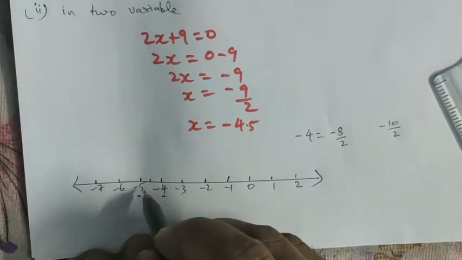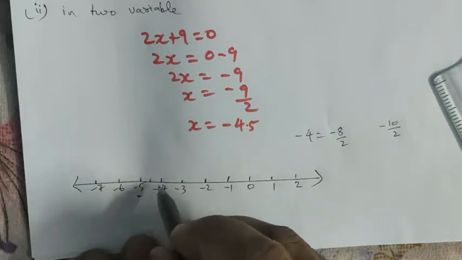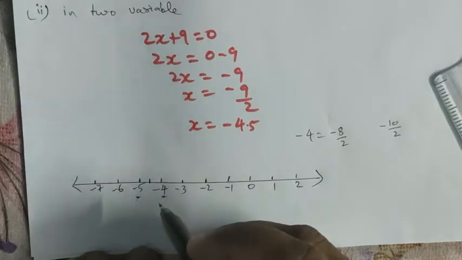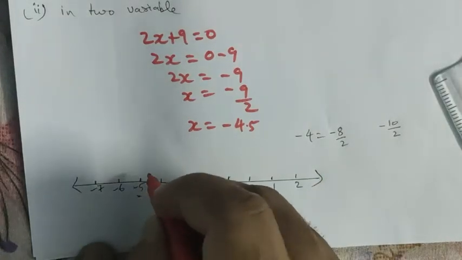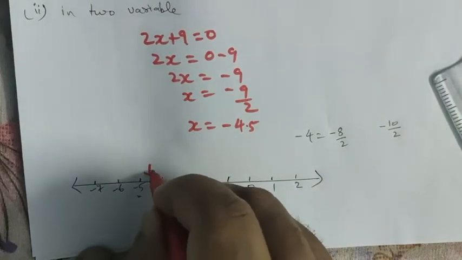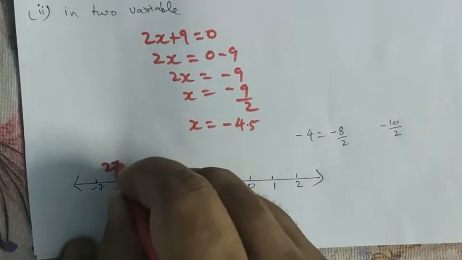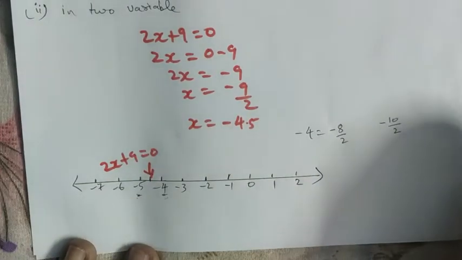So in between them, minus 9 upon 2 means we have to divide this region between minus 4 and minus 5 into 2 equal parts. So I have drawn the midpoint. This point will be representing the value of this equation, that is 2x plus 9 equals 0. I suppose it is clear.